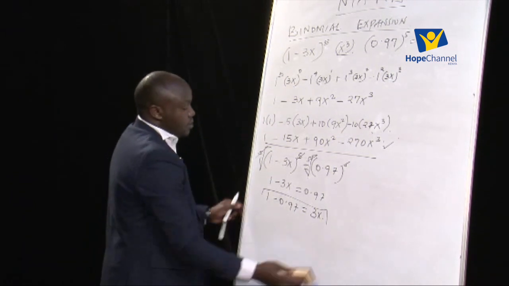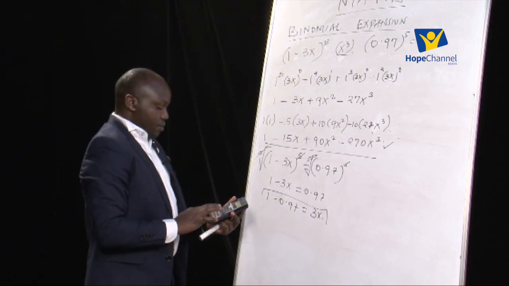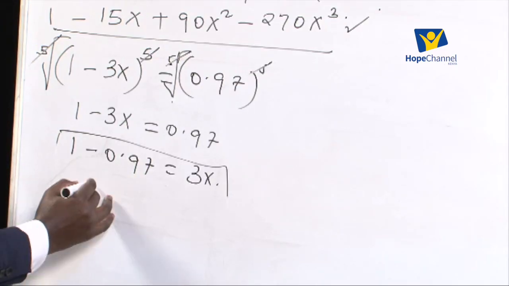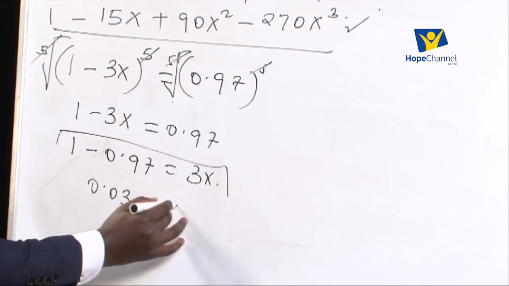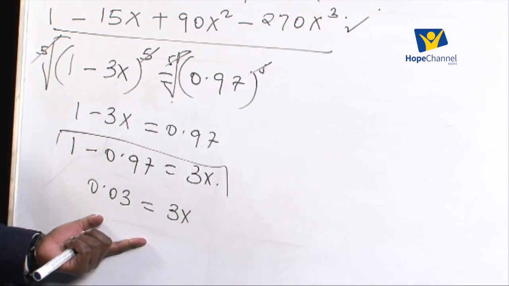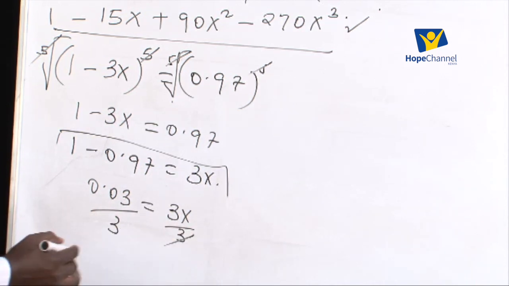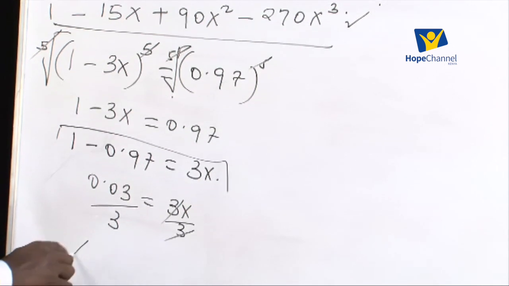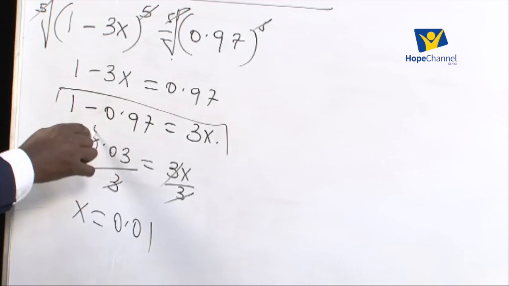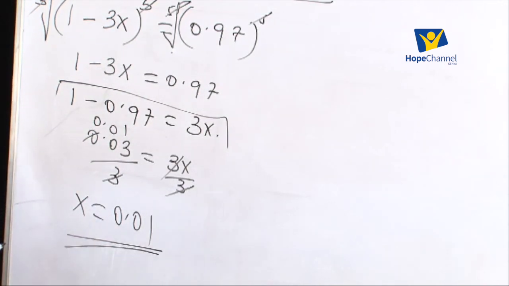What is 1 minus 0.97? You obtain 0.03. So 0.03 is equal to 3x. We are finding the value of x, so you divide both sides by 3. So x here will be what? 0.01, because this is 0.0, and 3 into 3 is 1. So our x is 0.01.